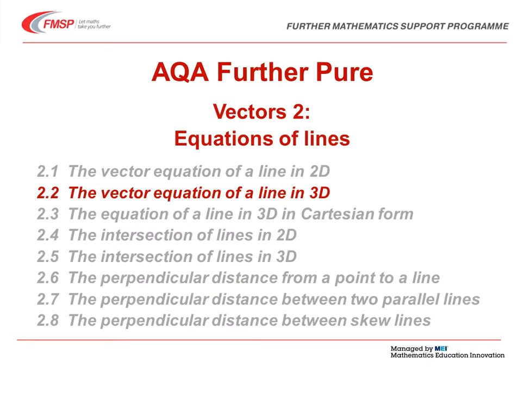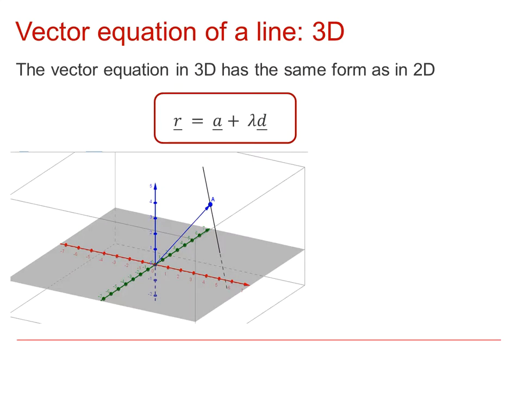This is a video for AQA Further Pure Mathematics, section of Vectors 2.2, where we're looking at the vector equation of a line in 3 dimensions. The fact that we've gone from 2 dimensions to 3 dimensions doesn't actually alter the form of the equation. It is still of the form r is equal to a, which is a position vector of a point on the line, plus lambda times d.